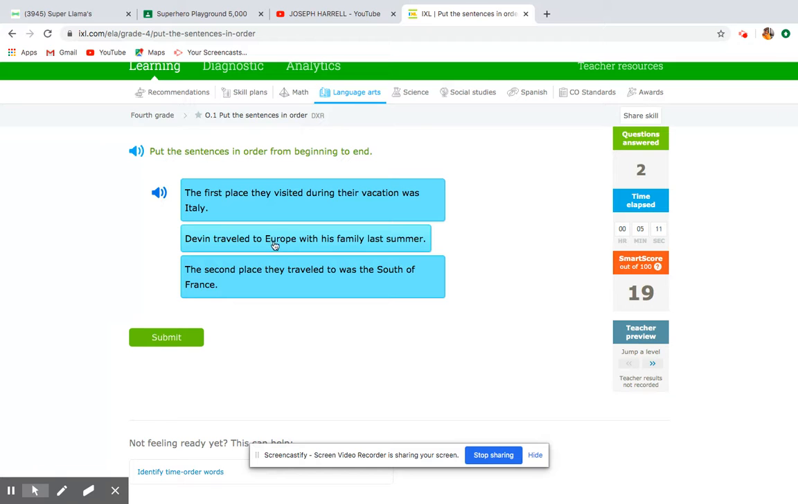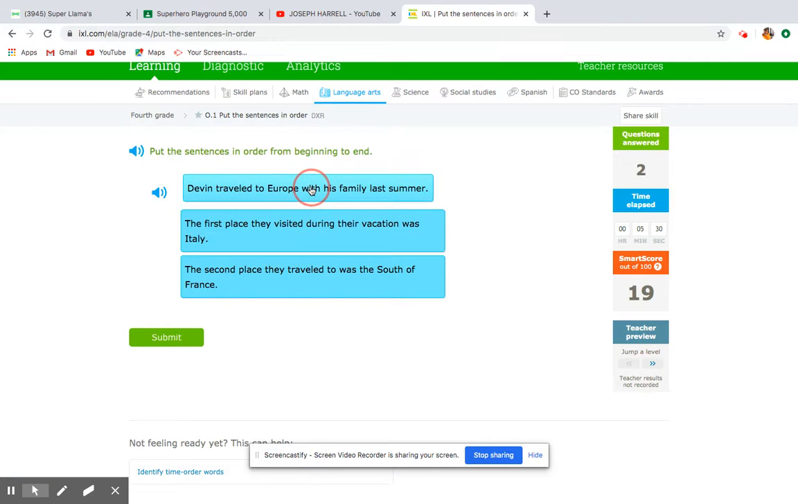Europe is a continent. That means a huge piece of land with more than one country on it. Italy is a country in Europe. France is a country in Europe. So all of these places are in Europe. That tells me that I would want to put that first. And besides, Devin traveled to Europe with his family last summer. That makes the most sense as an introduction.